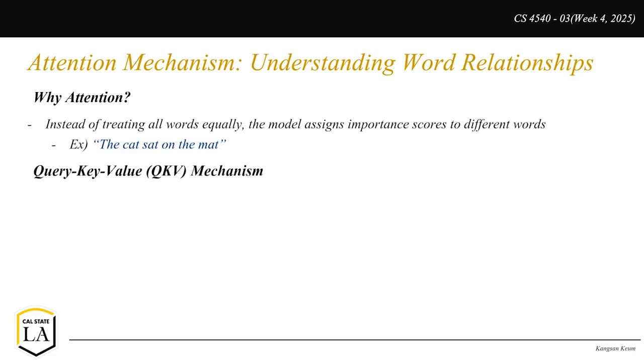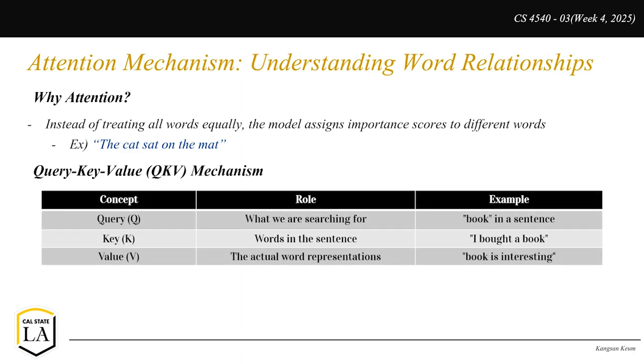There is also the query, key, value mechanism. So the first concept, query, called Q, is what we are searching for. For example, book in the sentence. The second one is key, called K, which is a word in a sentence. For example, "I bought a book." Finally, the value, called V, is the actual word representation. For example, "book is interesting."